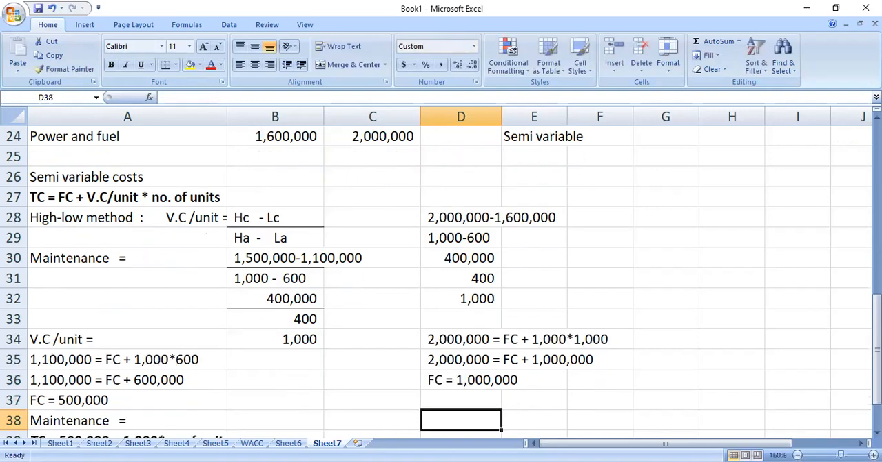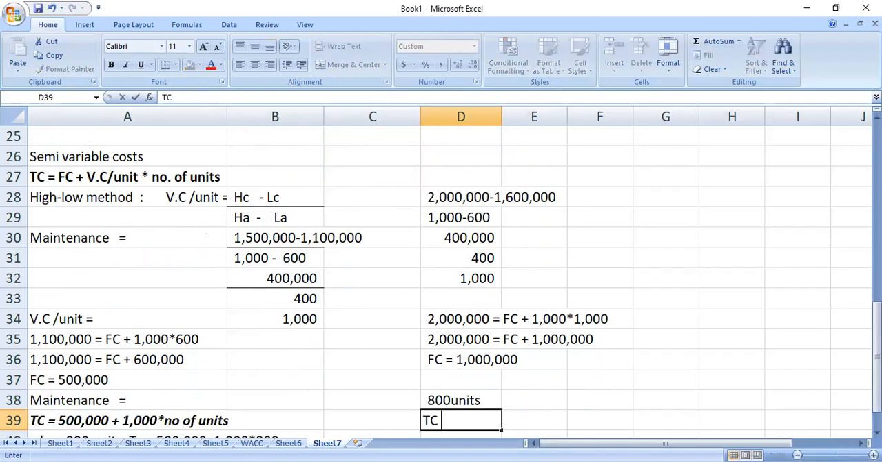So meaning that at the level of 800 units, my total cost must be equal to the fixed cost, which is 1M, plus the variable component, which is having a variable cost per unit of 1M.